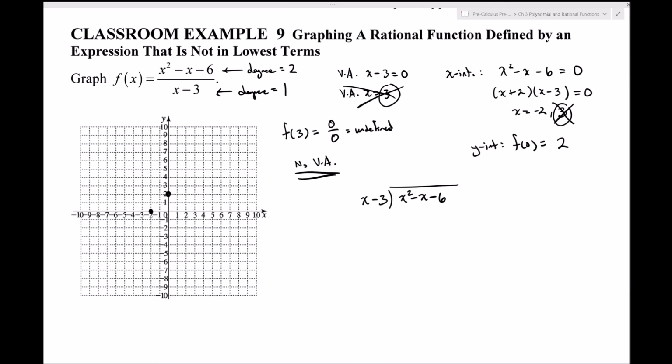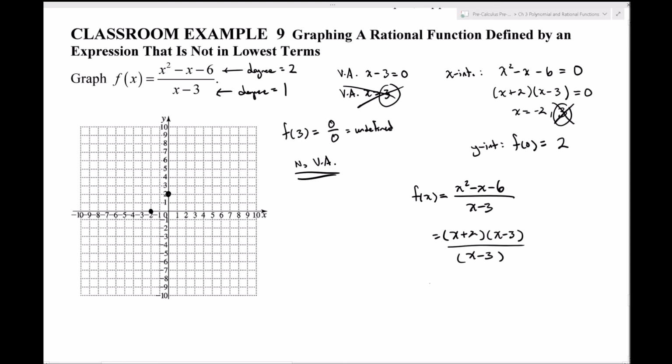Now if you remember, actually I don't even need the division process, do I? Because we factored the top. The top is factorable. F of x is equal to x squared minus x minus 6, all divided by x minus 3, which in this case was x plus 2, x minus 3, all divided by x minus 3. And here it's obvious where that 0 divided by 0 situation is coming from. When x equals 3, this is undefined.